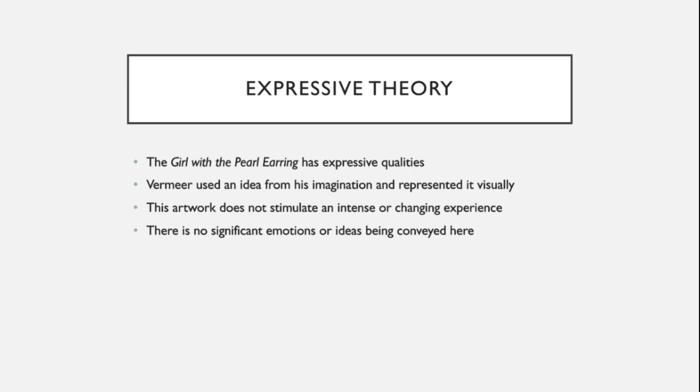Next is expressive theory. The Girl with the Pearl Earring has expressive qualities in the clarity of the girl's gaze and also in her light-bathed beauty. Vermeer has used an idea from his imagination and represented it in a way that is visually appealing.